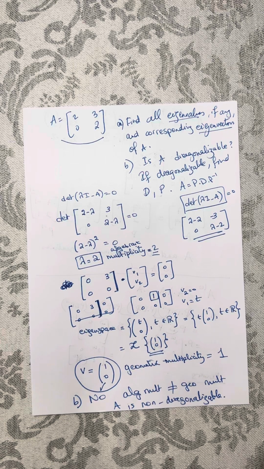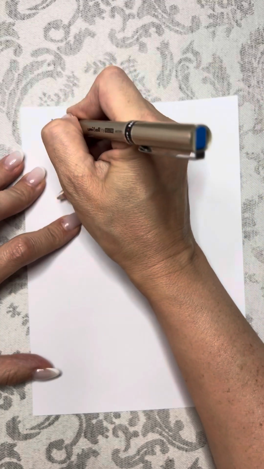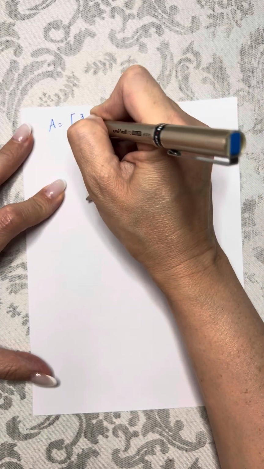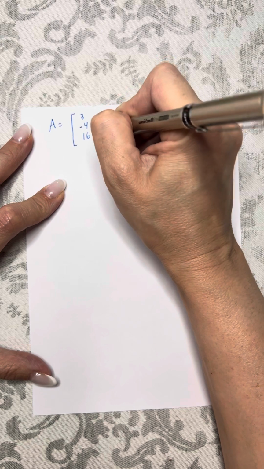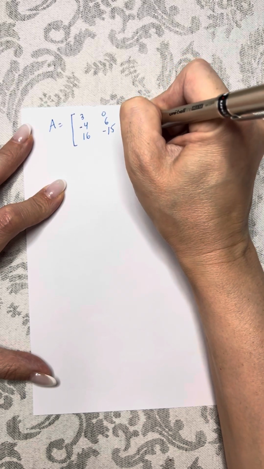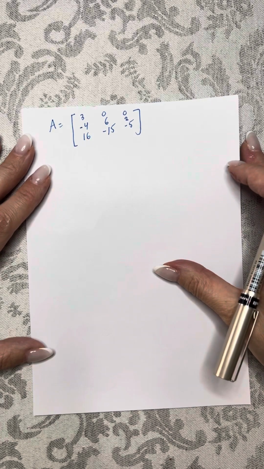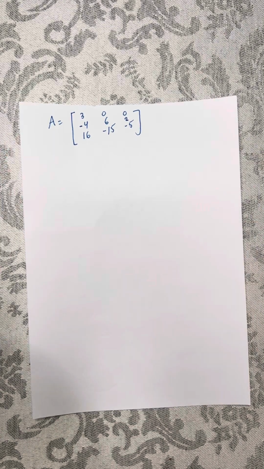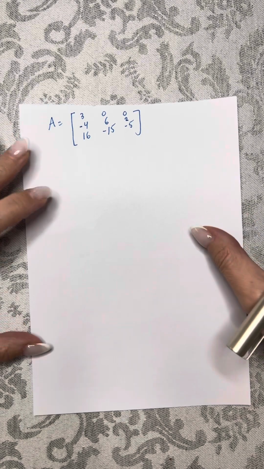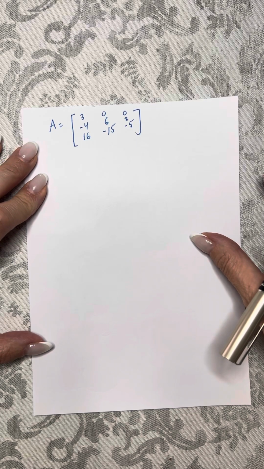Let's now increase our dimension. So we have been working with 2 by 2. Let's look now at 3 by 3. Another example, [[3, -4, 16], [0, 6, -15], [0, 2, -5]]. That's A. Again, I want to find the eigenvalues and the eigenvectors. And I want to check if it's diagonalizable. And if it is, I need to find the diagonal matrix D and the invertible matrix P, which satisfy A equal PDP inverse.